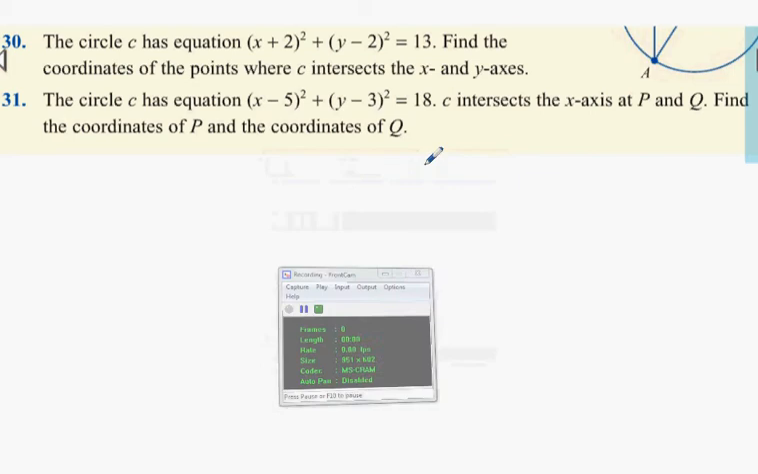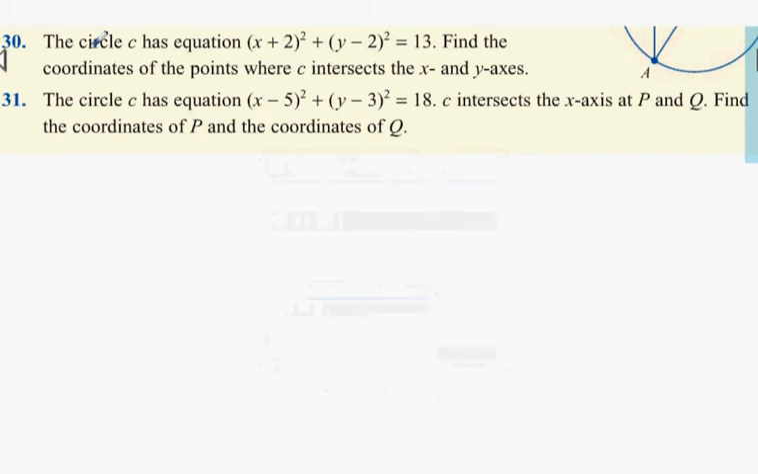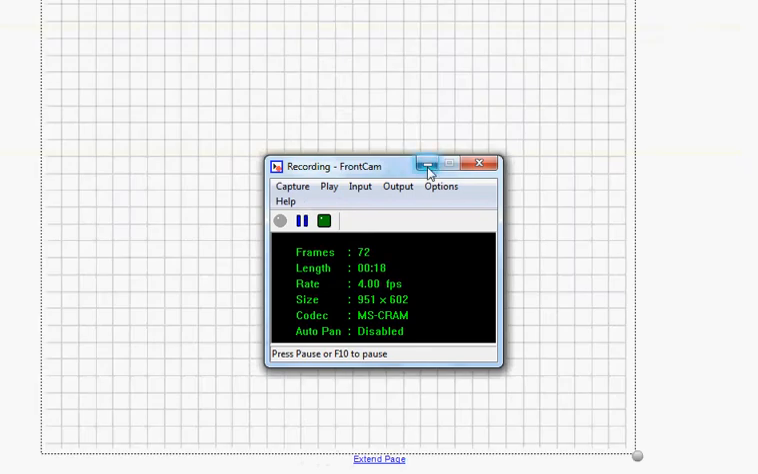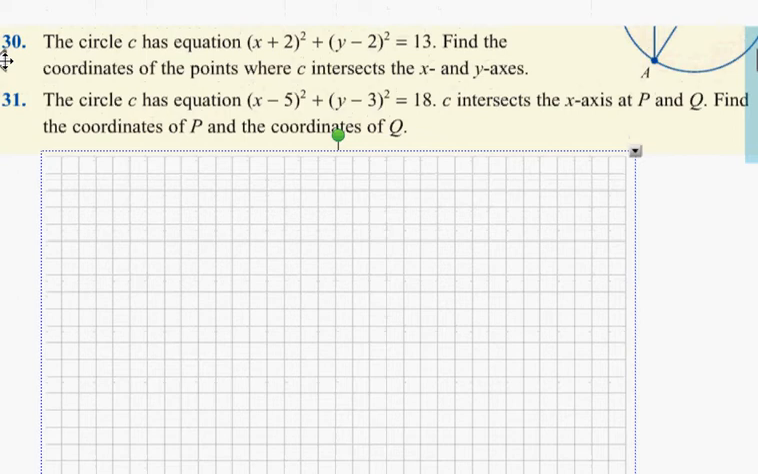What we have here, guys, is a circle C with the following equation. Find the coordinates of the points where C intersects the x and y axes, okay? Now, I'm going to give you the reserve plan starting off. So the reserve plan would be this. What we can do is represent this on a diagram, okay?